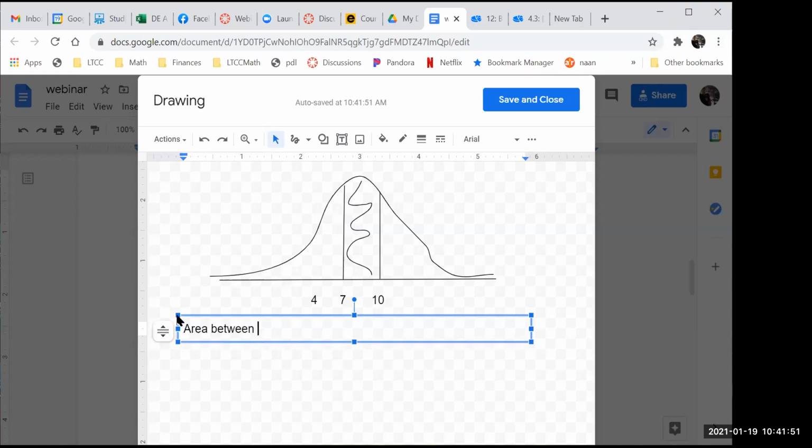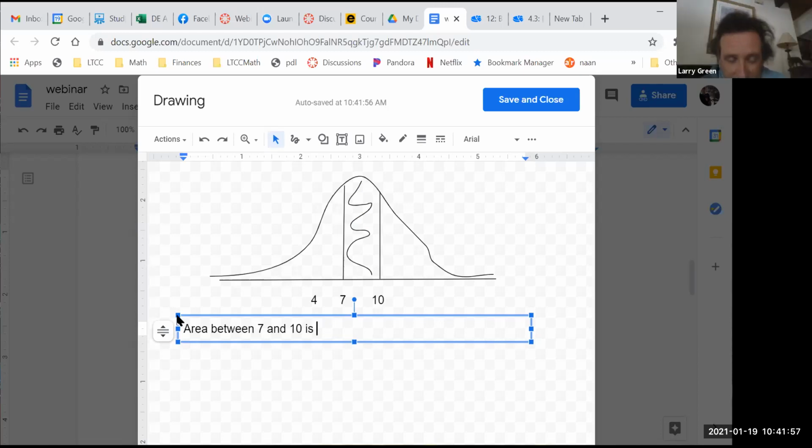Is this the only way to show that type of probability then? In a picture, yeah. So the area between 7 and 10 is the probability that 7 is less than x is less than 10.